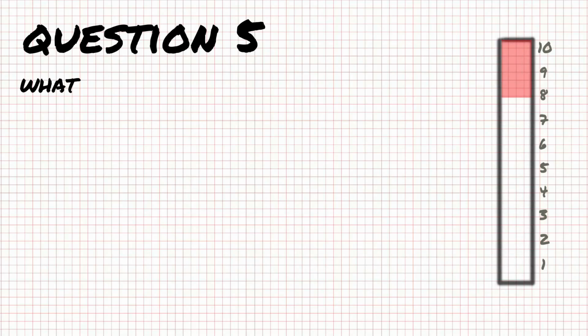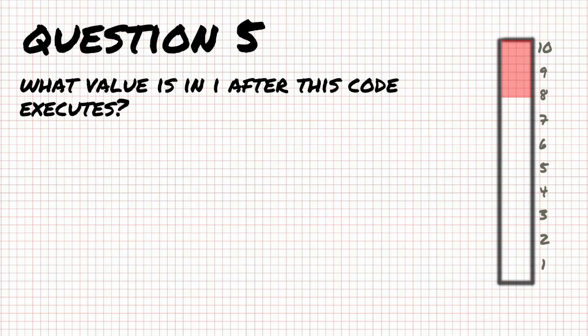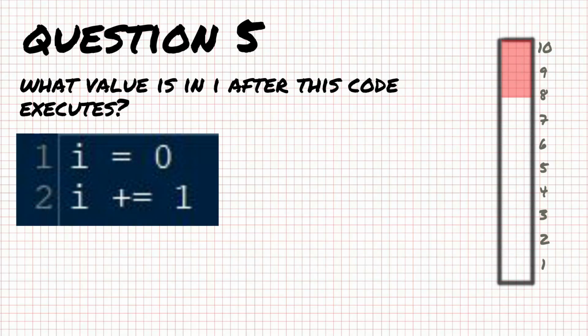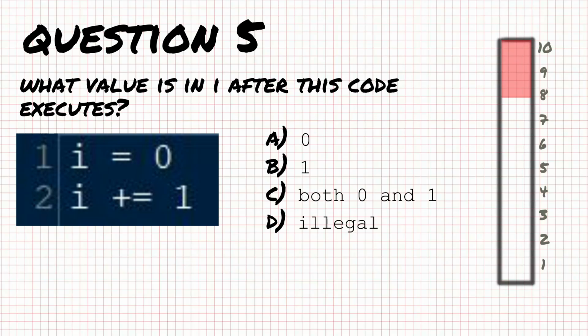Question 5. What value is in I after this code executes? I equals 0, I plus equals 1. Is it A, 0, B, 1, C, both 0 and 1, or D, this is not a legal operation?